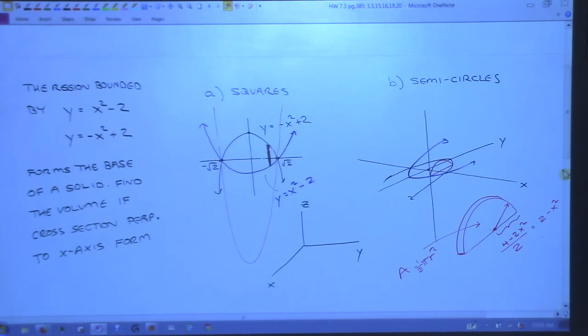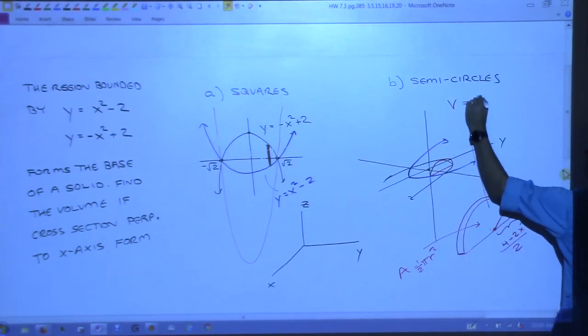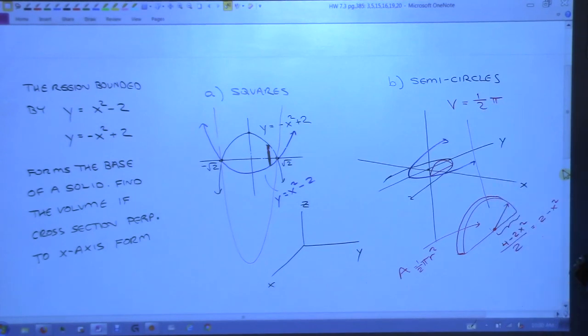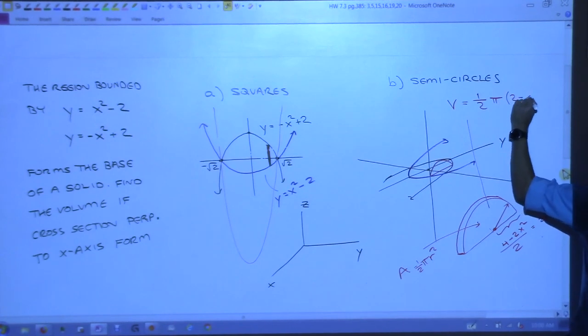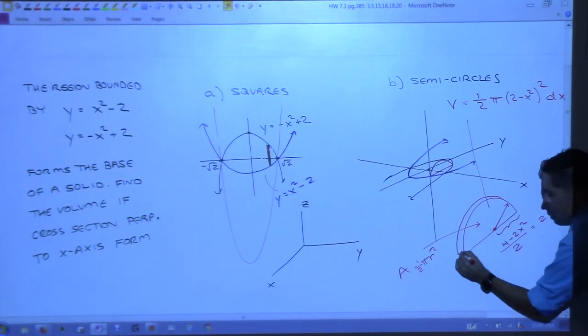All right. So what is the volume of this then? What is the volume of that little slab right there? 1/2 pi, and then the radius, which was 2 minus x squared, squared. That would be the volume of that one little slice. Pardon? Oh yeah, the distance. Yes, I thought you said something else. And then that was the area, and then you have the thickness of it, the dx. I didn't label it here, but dx.